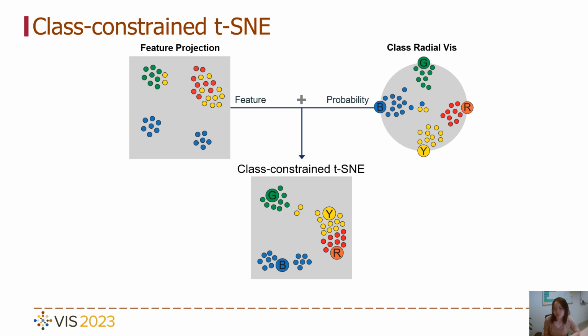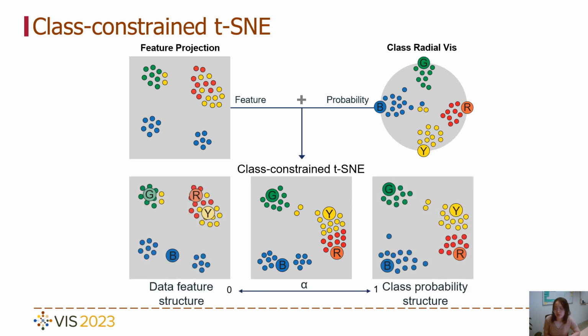While we aim to maintain both data feature and class probability structure in our combination view, it can lead to some unavoidable interference. To address this, we introduce a user-adjustable parameter alpha, which allows for a balance between these two structures. This empowers users to focus on the weighted perspectives of interest. Furthermore, through animation, we can trace instances and facilitate comparisons among various projection results.